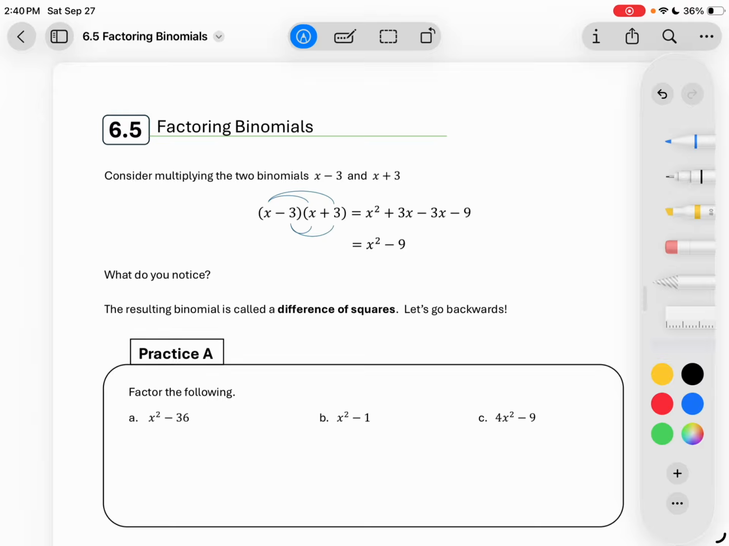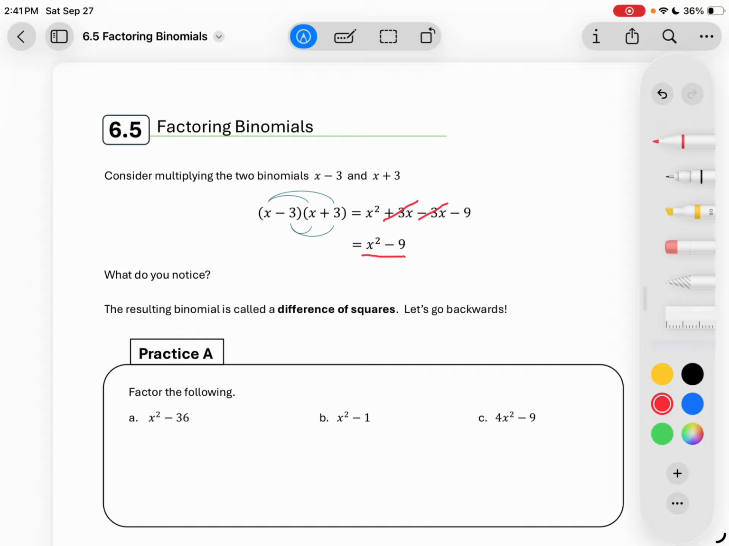In order to start, let's take a look at the binomials x minus 3 and x plus 3. Recall, in order to multiply those, we distribute the x from one binomial to the other terms, and the negative 3 from one binomial to the other terms. That'll give us x squared plus 3x minus 3x minus 9. To simplify this, you may notice something a little interesting. The positive 3x and the negative 3x add up to 0, and so we have a 0 middle term, and it just goes to x squared minus 9.